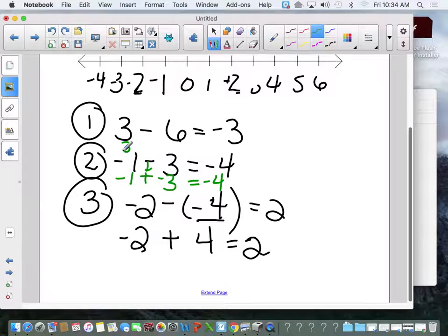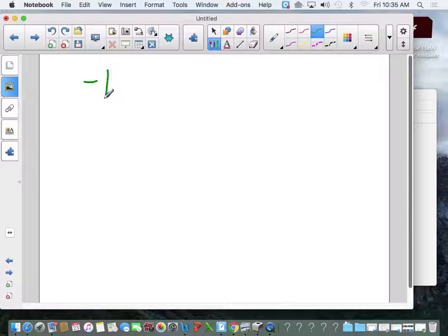3 stays the same, and I'm adding on the opposite of a +6, which is a -6. Well, there are 3 more negatives than there are positives. This is going to come in handy when I subtract problems like this.